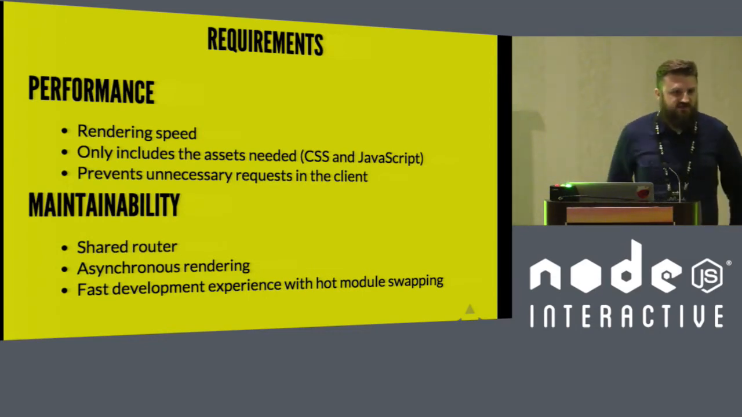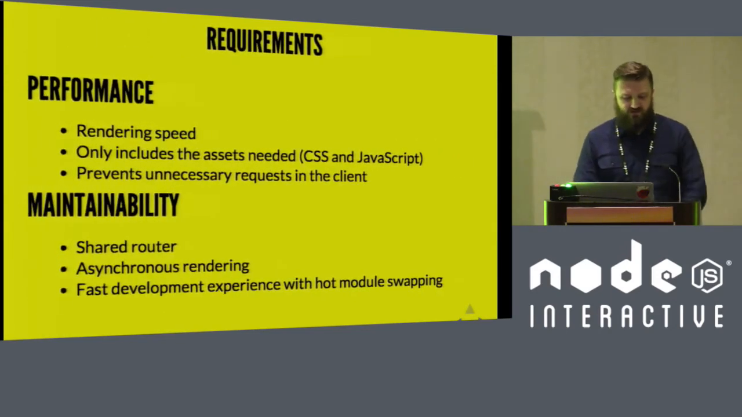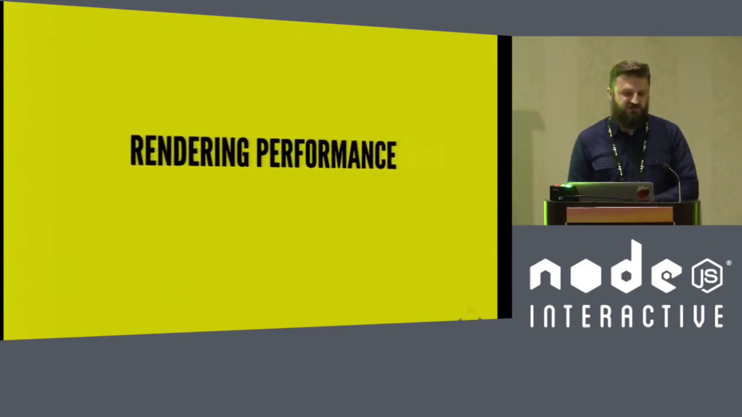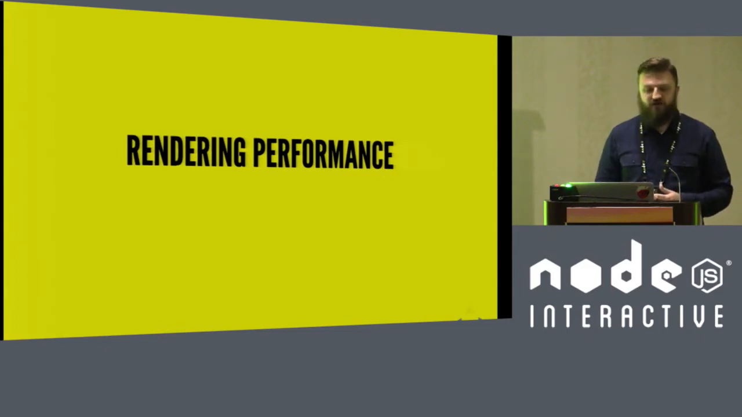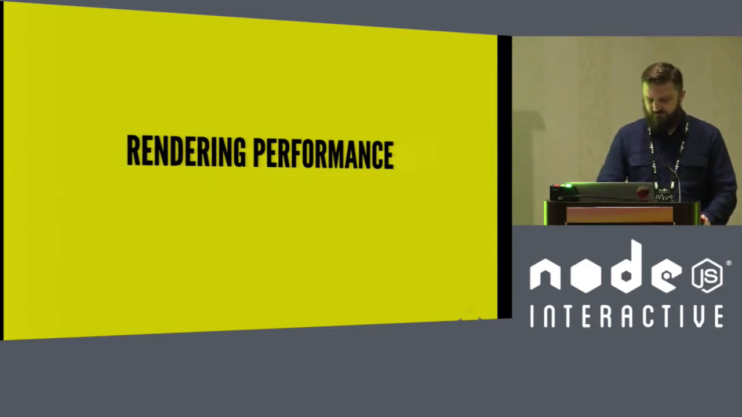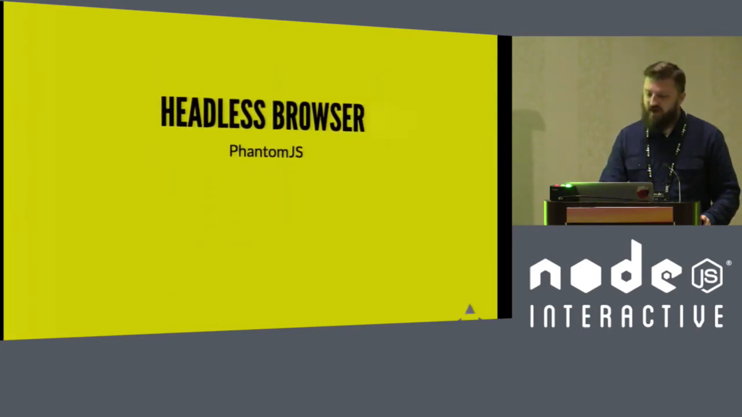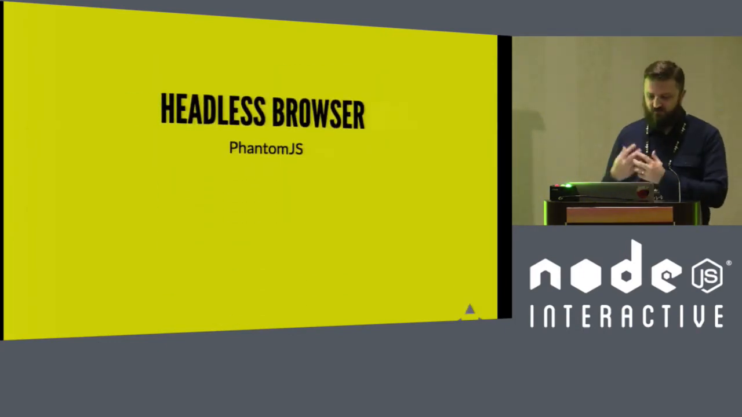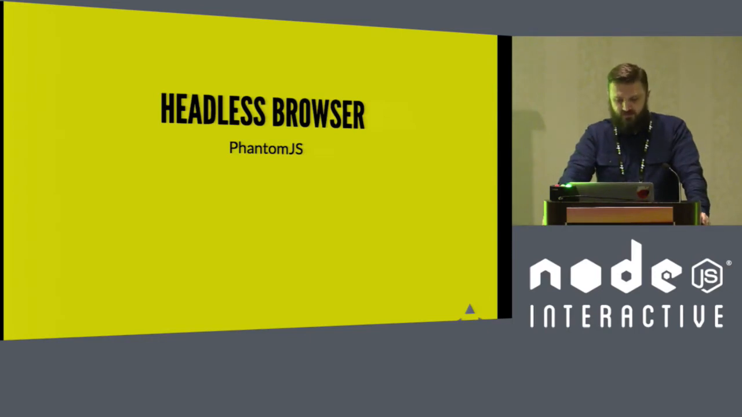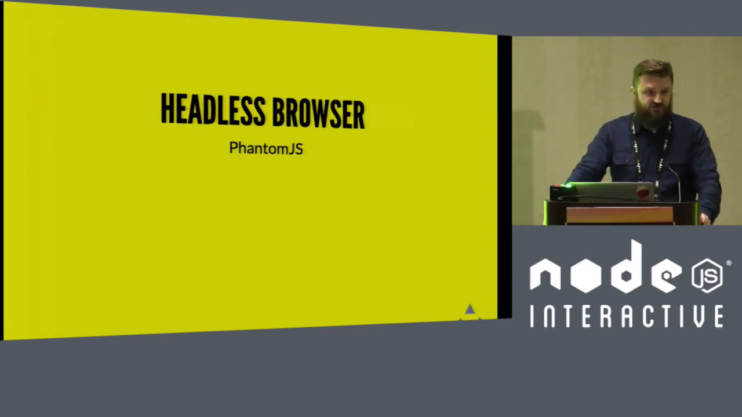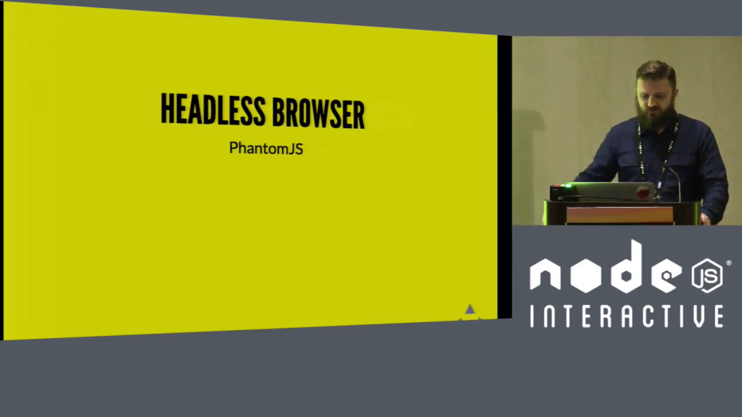Okay, let's go through each of these and kind of talk about what they mean. The first is rendering performance. This is very obvious, but you need to handle a lot of requests in your application if you're going to build something that scales. So to get rendering performance, travel back in time a little bit, back to the early days of Node. And we used to do server rendering in what's called a headless browser. If you don't know what a headless browser is, you've heard of Phantom.js. This is the most popular example.